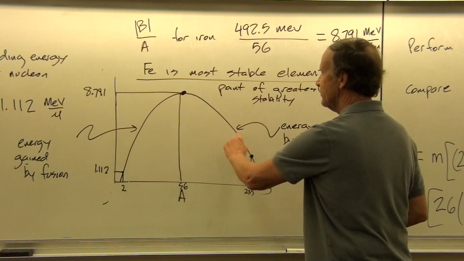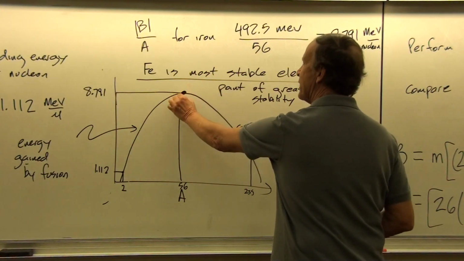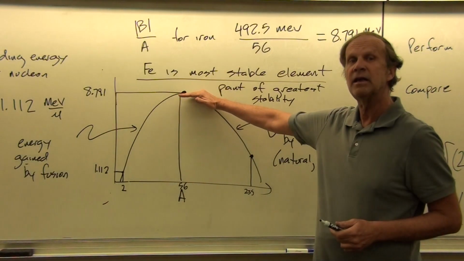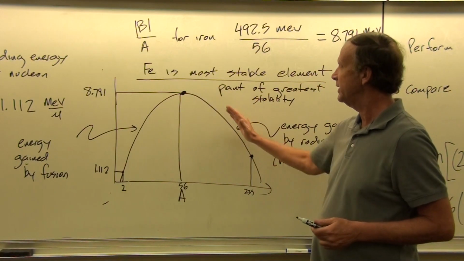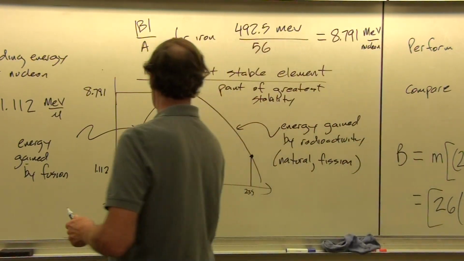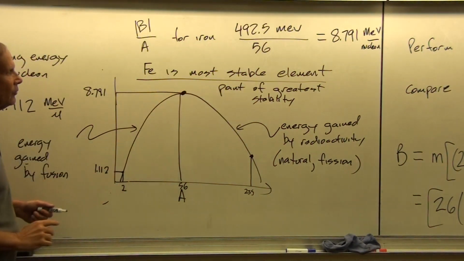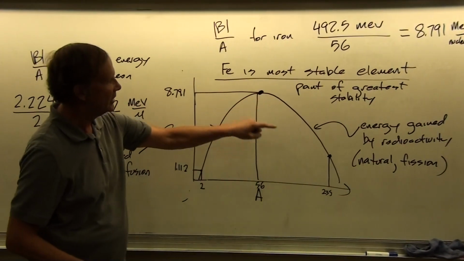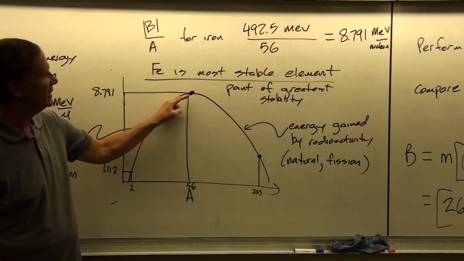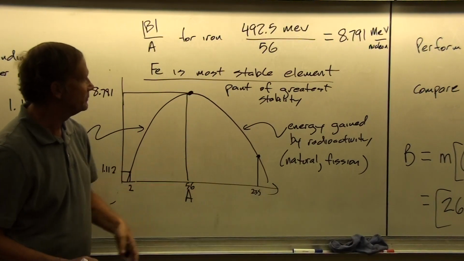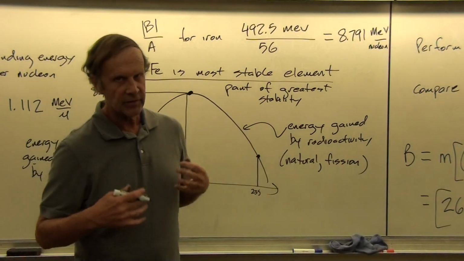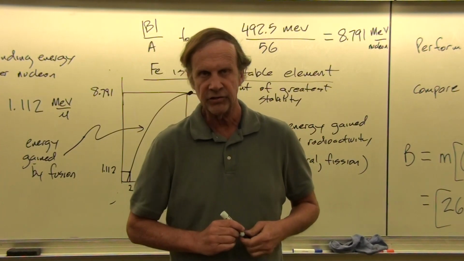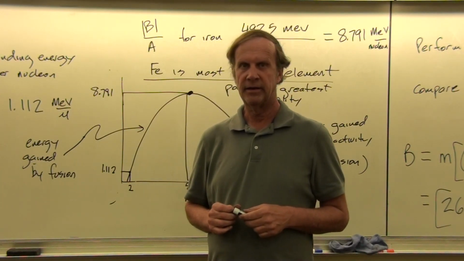Okay, because we're at our most stable point here, and so to try to get back to that most stable point, this is the lowest state of energy. And so you can do that by breaking particles apart when they're bigger than iron. But you get that energy by putting particles together when you're less than iron. And so energy is gained by fusion in this range. Energy is gained by natural radioactivity or fission when you're in this range. And so this helps us to explain the way in which stars are born and die.